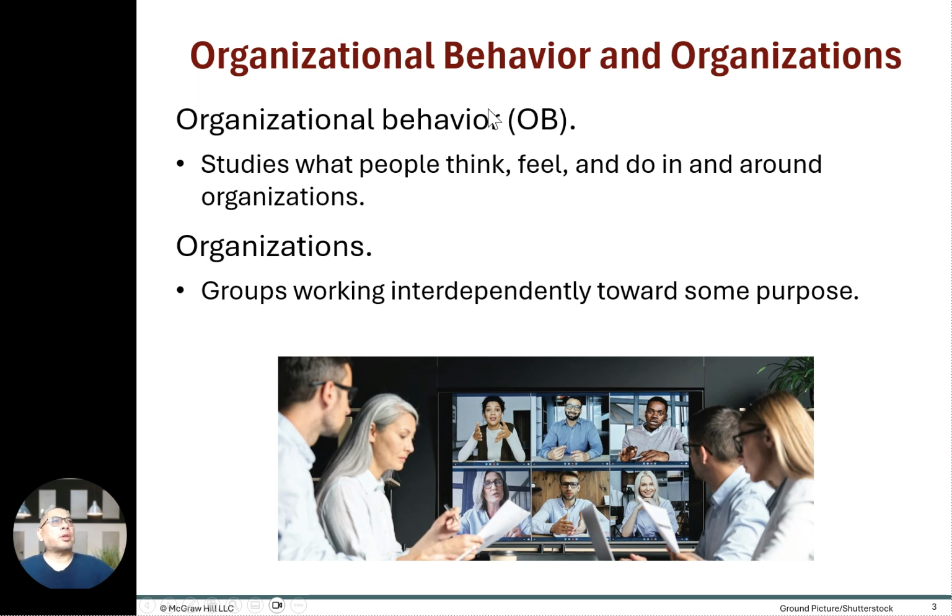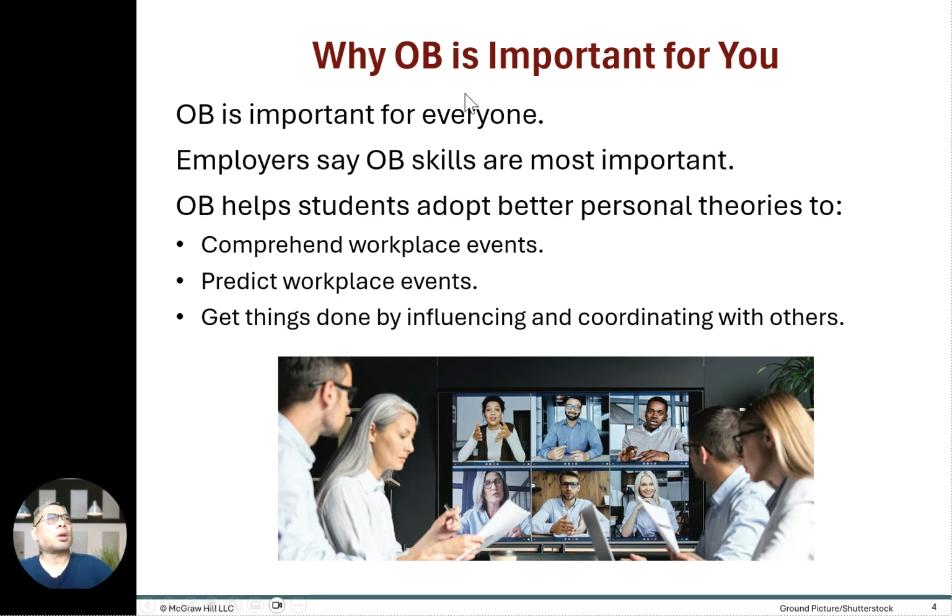Organizational behavior, we abbreviate as OB. It studies what people think, feel, and do in and around organizations. What is an organization? It's a group of people who work interdependently toward some purpose. What are some examples? A company like BMO, Bank of Montreal, and then Travelers Canada or Intact. That's one example. Okay. Why is OB important to you?